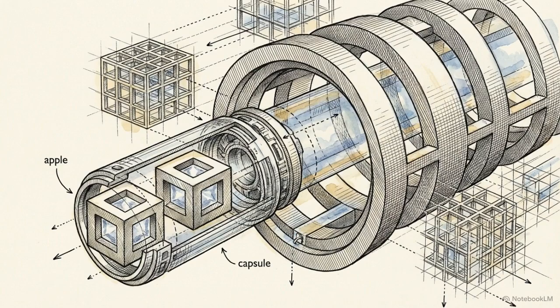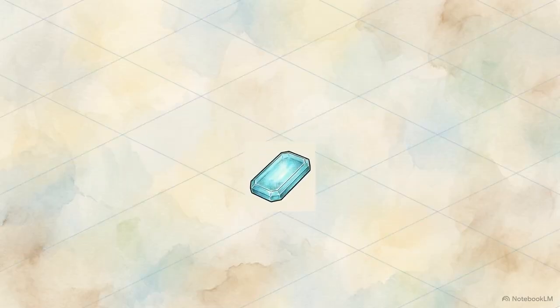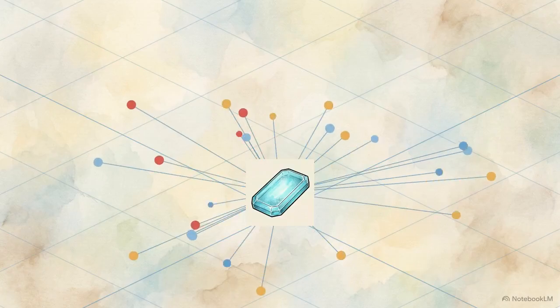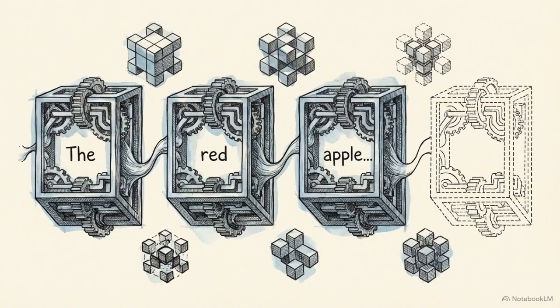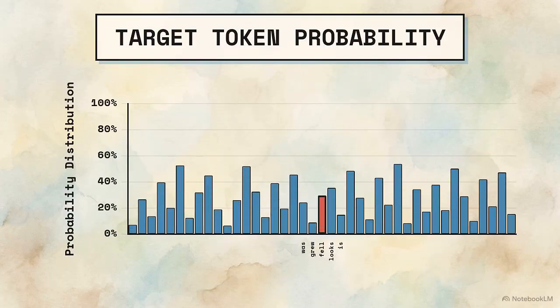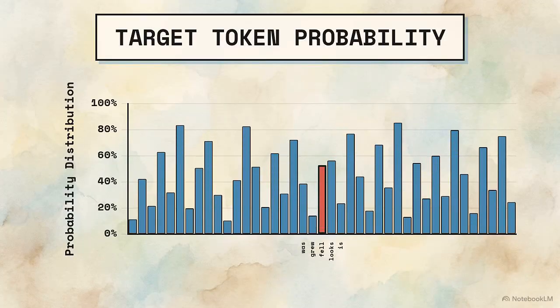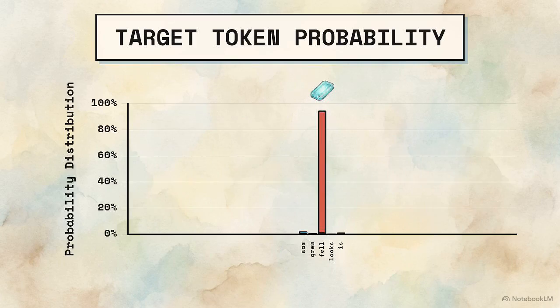We are going to trace the exact mechanical life cycle of a single word, apple, as it travels through this architecture. We will follow it from a raw text input down into a geometric space and out as a fully contextualized prediction. Our target sequence is the phrase, the red apple. The model's singular objective is to calculate the most statistically probable next word to follow that sequence.